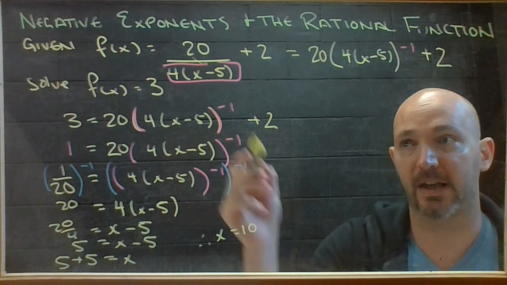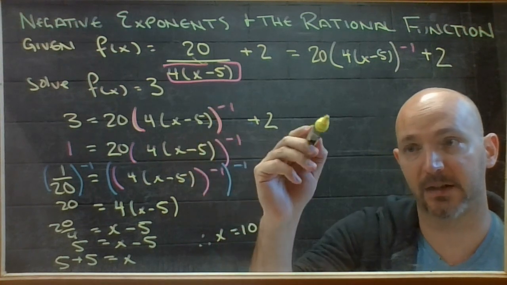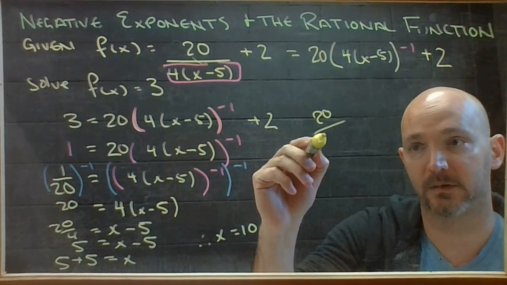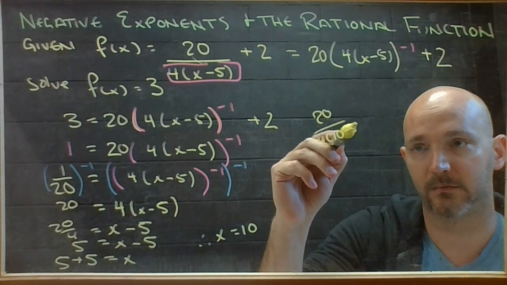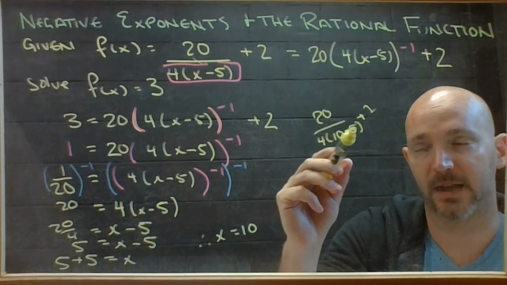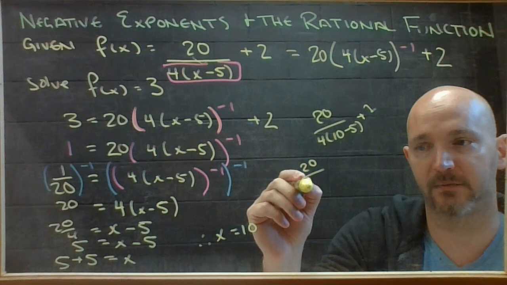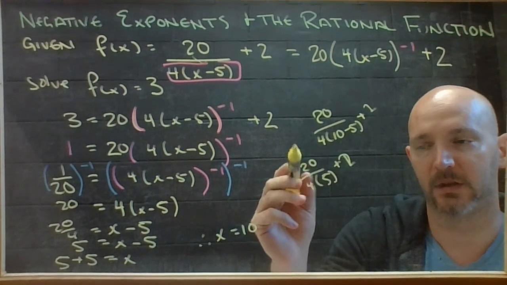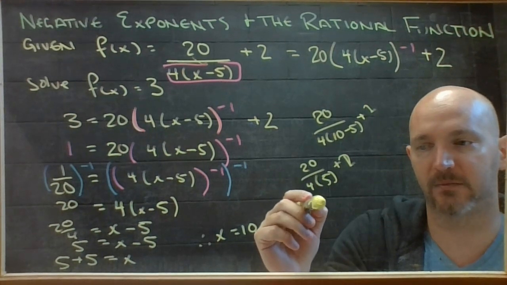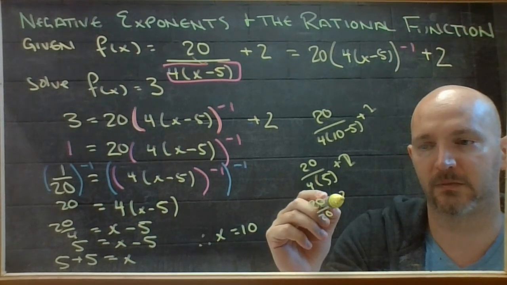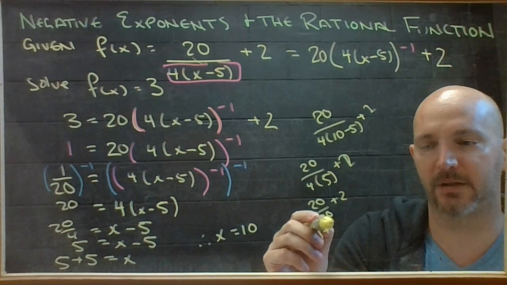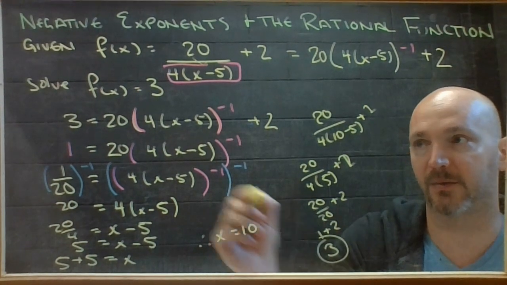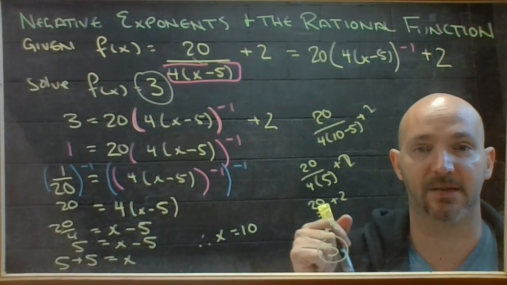And if you want to check it, right, you put your 10 here. Ten minus 5 would be 5. 4 times 5 is 20. 20 divided by 20 is 1, and 1 plus 2 is 3, which is what I was asked to solve for.